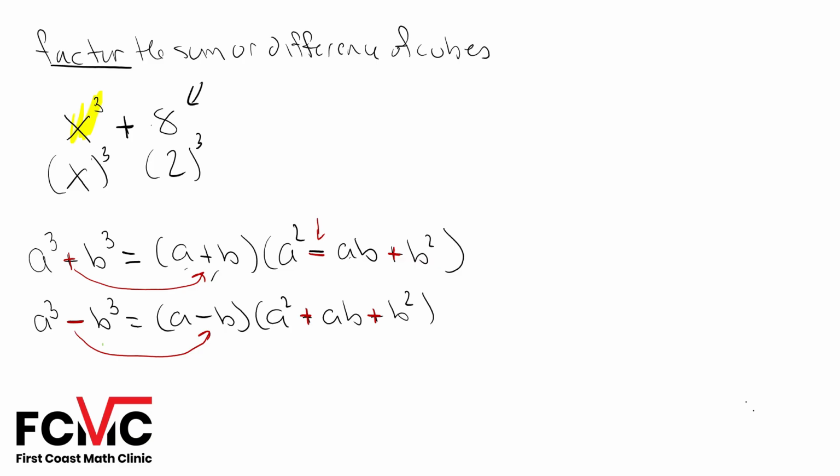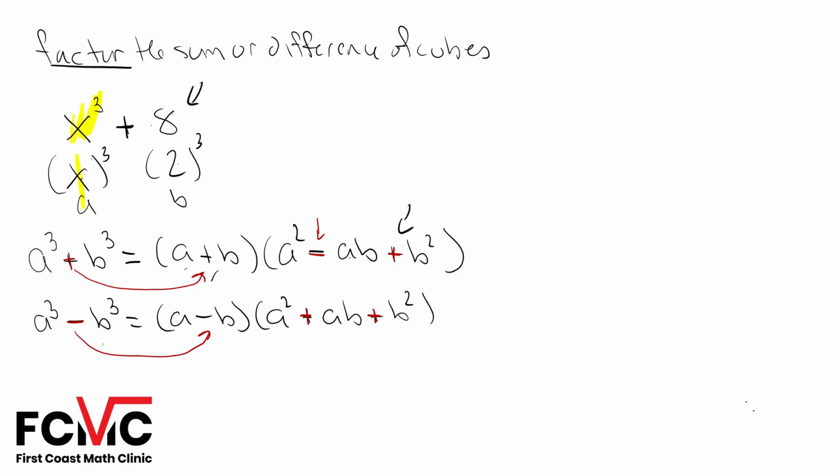Now, if I want to factor this, x to the third plus 8, we're adding. We have the sum of cubes, so we're going to use this rule here. We have to find our a and b values. So what are we cubing to get x to the third? We're cubing x. So that's going to be our a value. What are we cubing to get 8? We're cubing 2. That's going to be our b value.